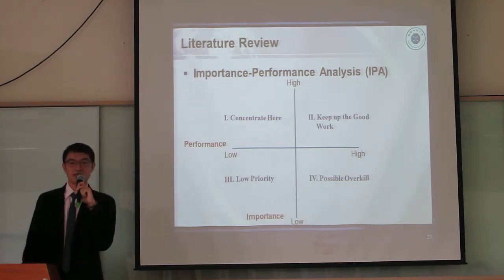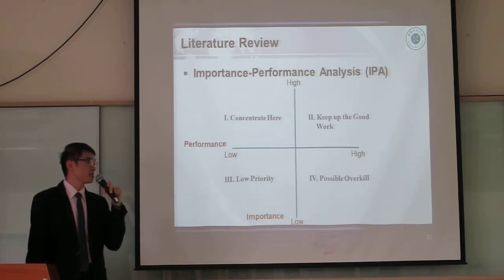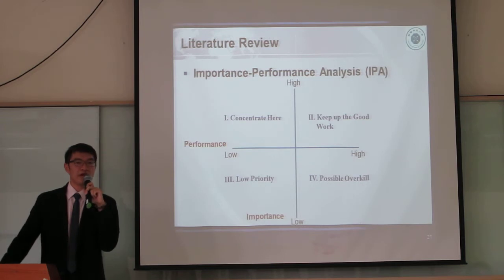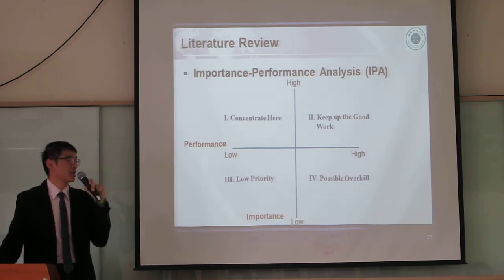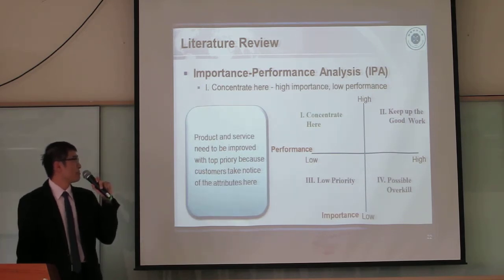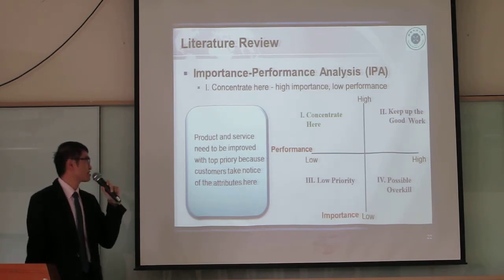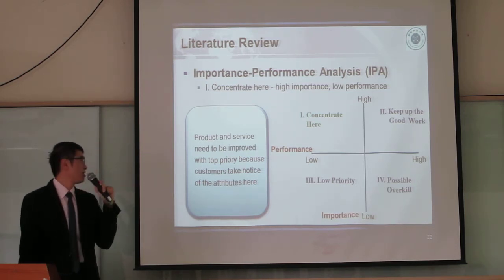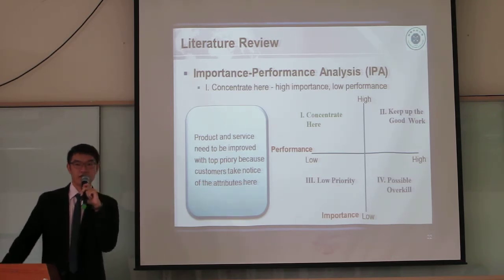The first one is concentrate here. The second is keep up good work. The third is low priority. The fourth is possible overkill. And we will talk about concentrate here first. Concentrate here means high importance, low performance. This means the product and service need to improve with a top priority because customers take notice of the attributes here.